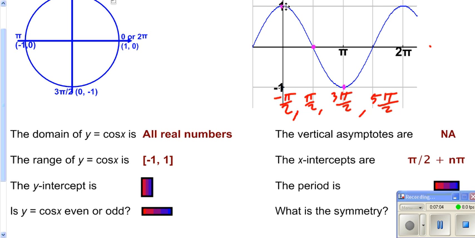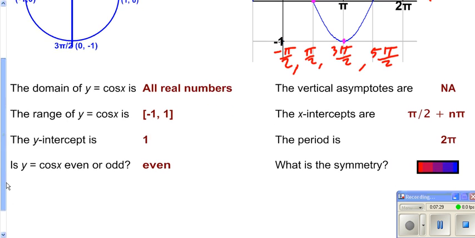Your y-intercept, where you're crossing the y-axis, is at a height of 1. Your period, how far do you have to go before it starts to repeat again? It starts to repeat right here once you get to 2 pi. Now, are we symmetrical about the y-axis where each side's the mirror image of each other? If it is, then we know it's even, which we are. So then we would say our symmetry is about the y-axis.